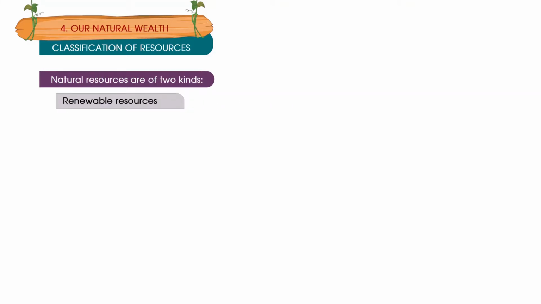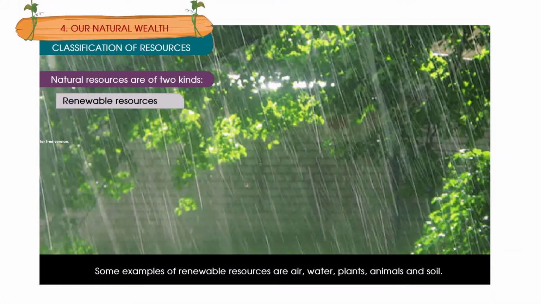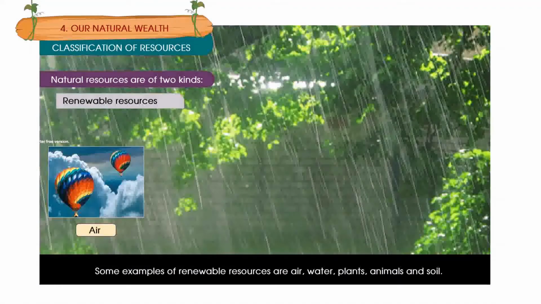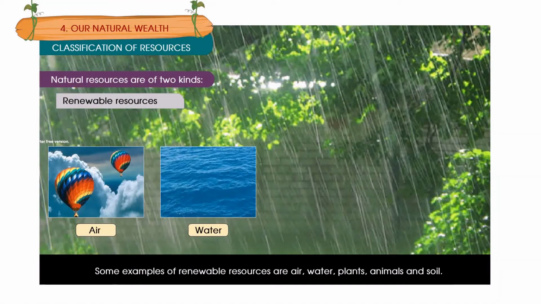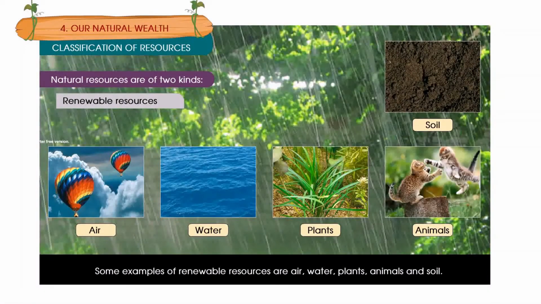Classification of resources. Natural resources are of two kinds: renewable resources and non-renewable resources. Natural resources which can be given back to nature after they are used are called renewable resources. Some examples of renewable resources are air, water, plants, animals, and soil.